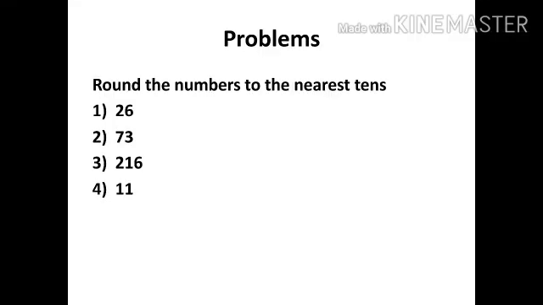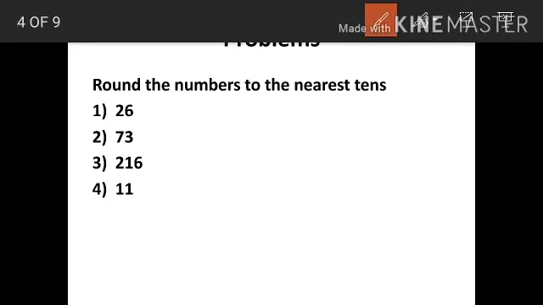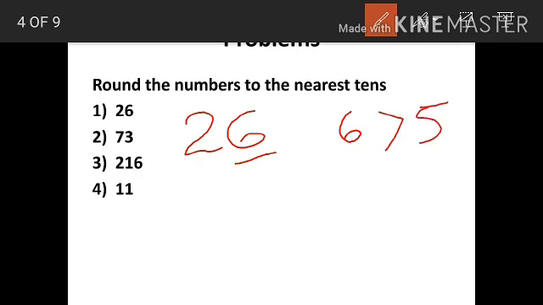Now here is a set of problems which we can do now itself. The question is to round off the numbers to the nearest 10. And the first one is number 26. So consider the number 26. And when we are checking the ones digit, we get it as 6. So we know that 6 is greater than 5.